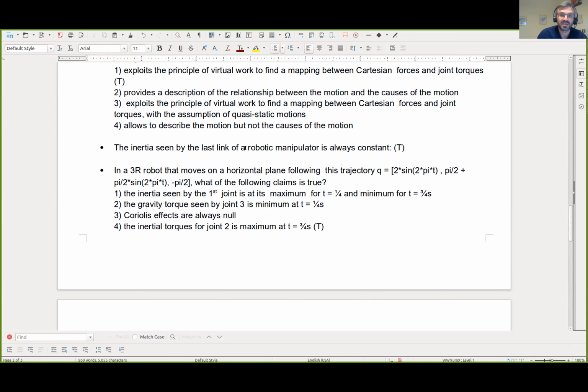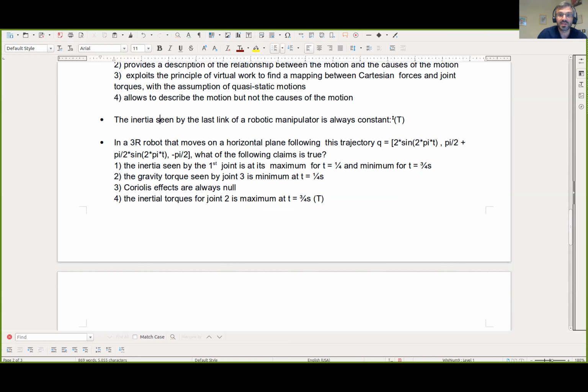The inertia seen by the last link of a robotic manipulator is always constant. This is true. We've seen this also before. And this is an example of a multiple choice question that you might need to do some reasoning about. In this case, we have an RRR robot, so a 3 degrees of freedom robot with rotational joints that moves on a horizontal plane. So there is no gravity. And you have a trajectory that is like this.